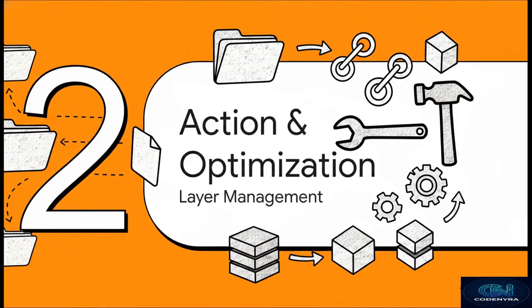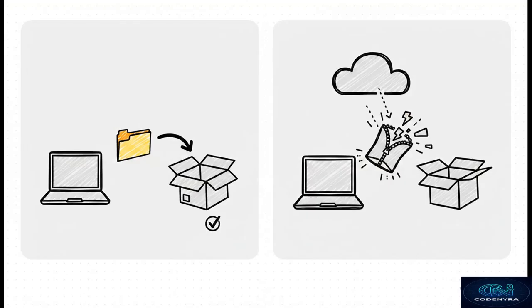Moving right along to phase 2, action commands and layer optimization. Now we've got 2 main ways to actually get files from your machine into the container: COPY and ADD. And what's kind of fascinating here is how identical they look, but how differently you actually need to treat them. The bottom line, you should almost always stick to COPY. It is the gold standard for standard, transparent file transfers. It's predictable.